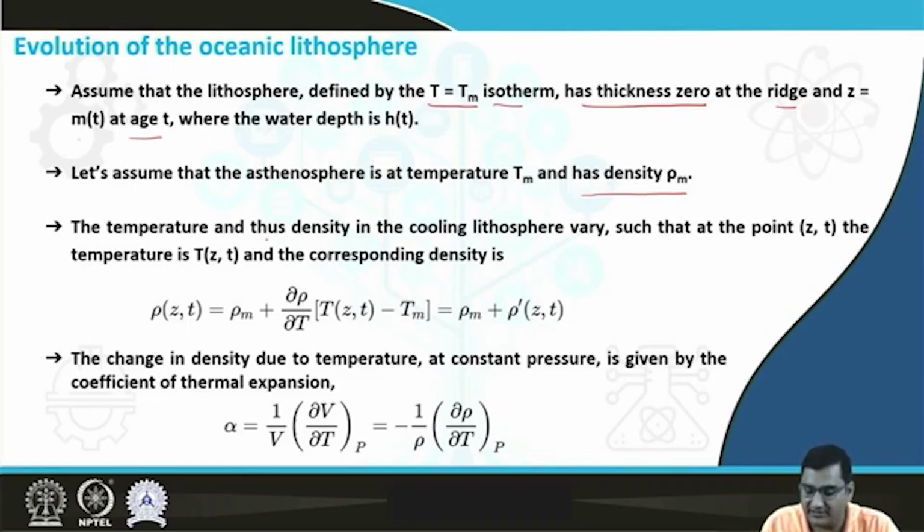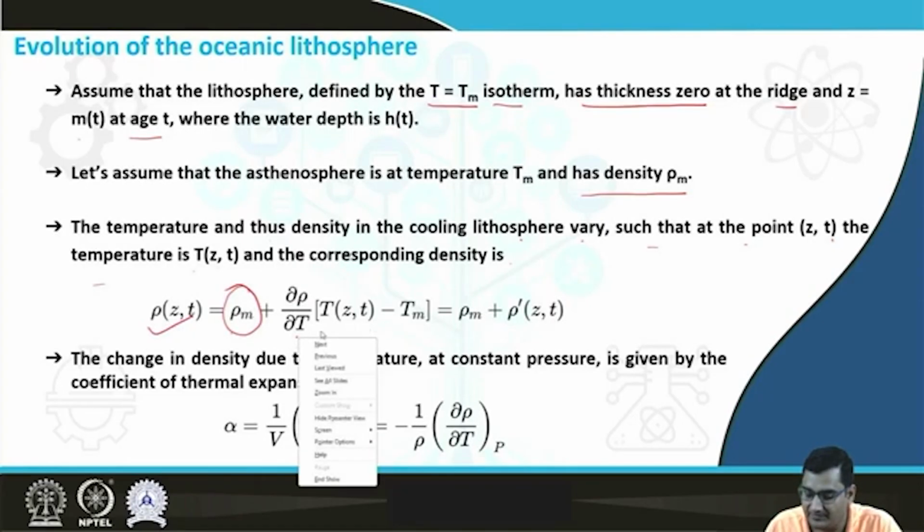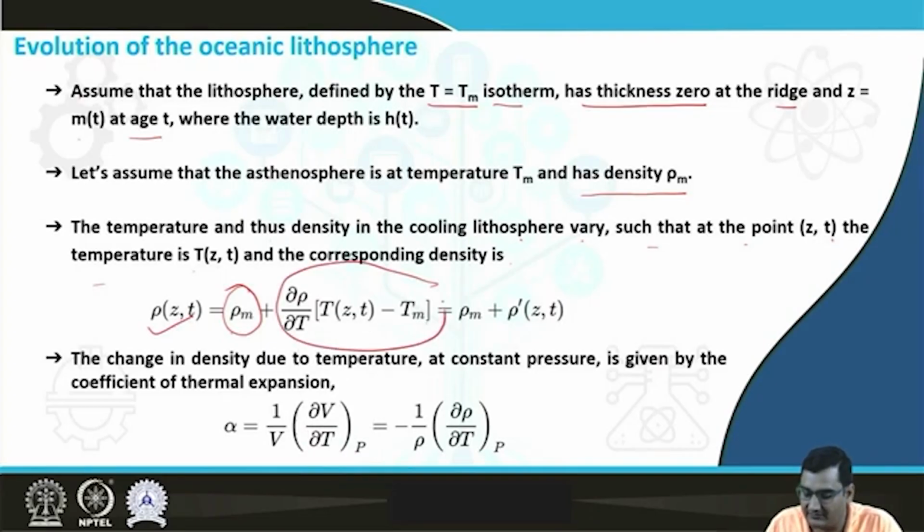The temperature, and thus density, in the cooling lithosphere vary such that at point z, t the temperature is T(z,t), and the corresponding density can be defined as rho as a function of depth and time, equal to rho m, the density of the asthenosphere, plus a gradient of density with respect to temperature times (T(z,t) minus Tm). This particular term can be replaced with rho dash as a function of z, t.